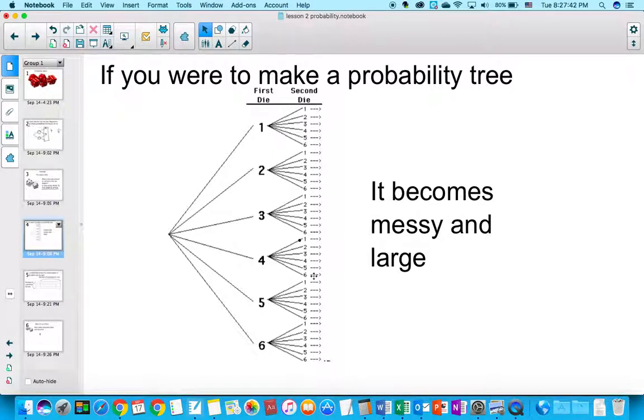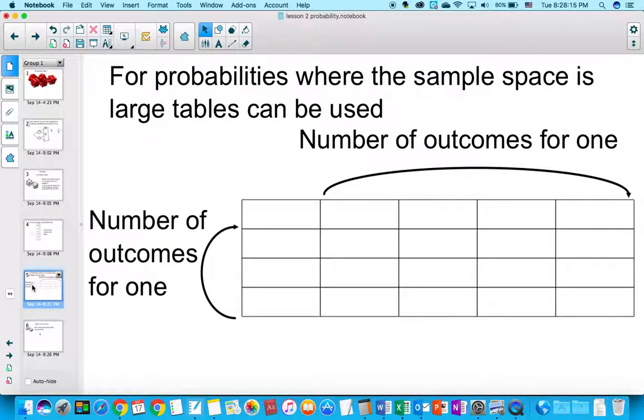Now, the advantage of tree diagrams is that they're quick and easy to see which probabilities you have and figure out what the probability of certain events are. But when you end up with more than 10 total outcomes, or if your sample space becomes more than 10, 20, 30, then your tree diagram takes up too much space and can potentially take too much time. So if you end up in a situation where you have too much in your sample space, you can do a table. So for probabilities where the sample space, the total number of outcomes, is large, tables can be used.